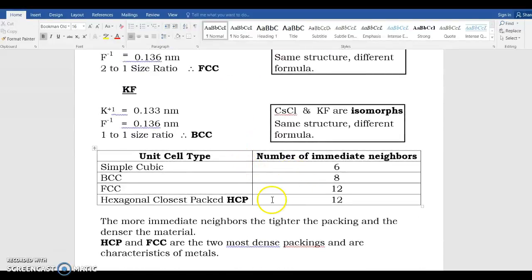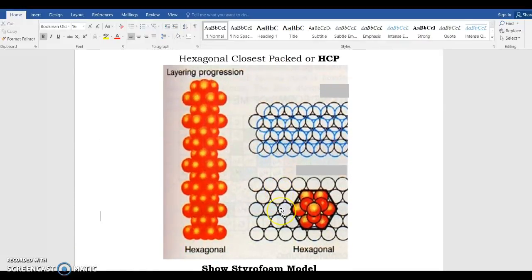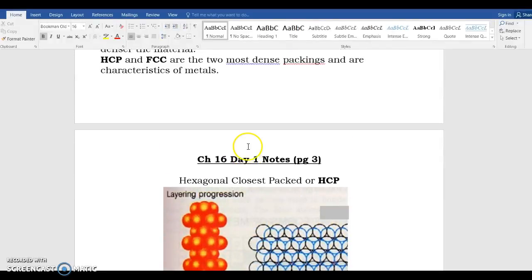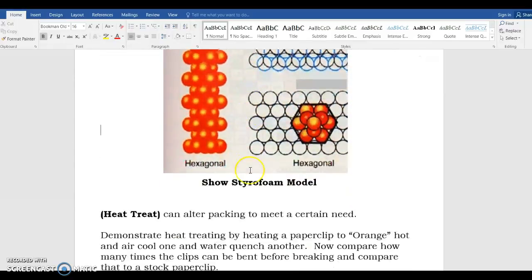So this chart plays a big role, seeing how these things are packed in. Simple cubic only has 6 neighbors, body centered has 8, and face centered has 12. And this statement right down here kind of wraps it up. Face centered and this hexagonal closest pack, they both have 12 neighbors, and they are the most dense packings. And this hexagonal is a lot of metals. They fall into this category, and so it's a real close packing and has these neighbors, meaning the atoms themselves.